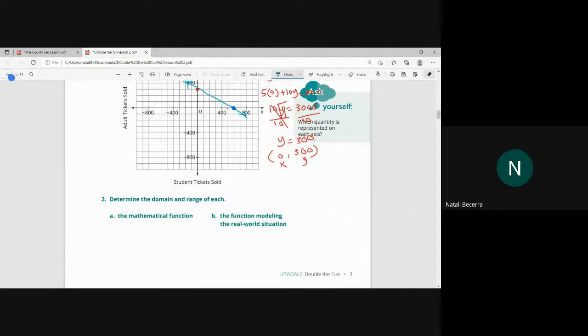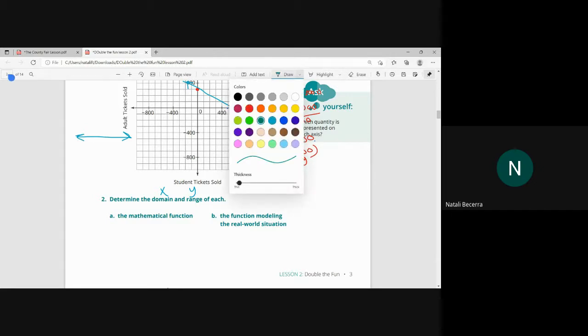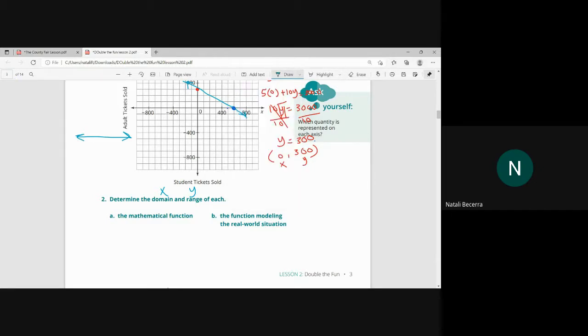Okay, determine the domain and range of each. So domain is x, range is y. So to find the domain, since domain is x, think about the x-axis going from left to right. So that's how we read the domain, okay? Usually if I was in person, I would have a piece of paper and I would tell you to start from the left side and slide the paper inward until you touch the first thing on the graph. So if I were to do that, the first thing that I touch is this arrow right here.